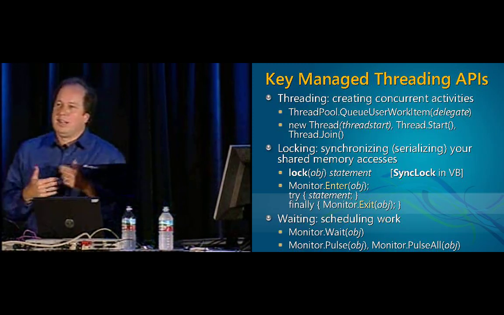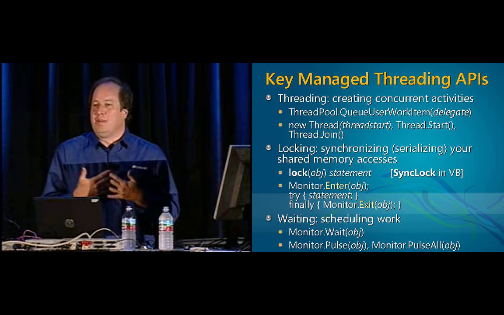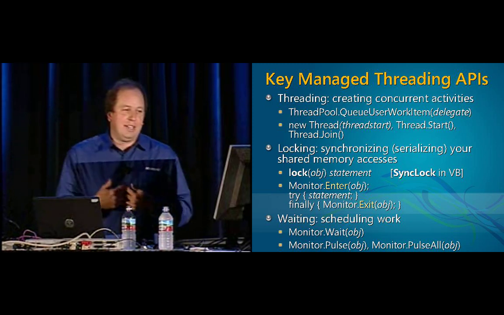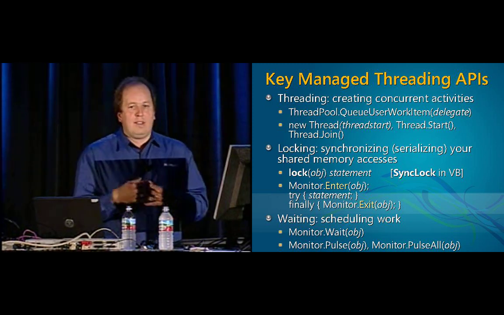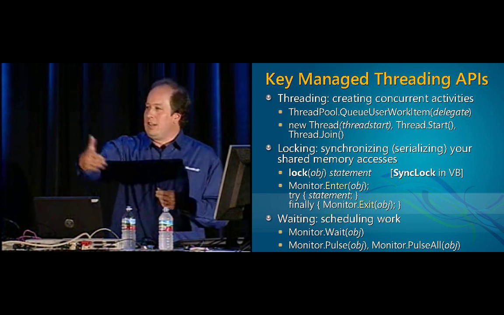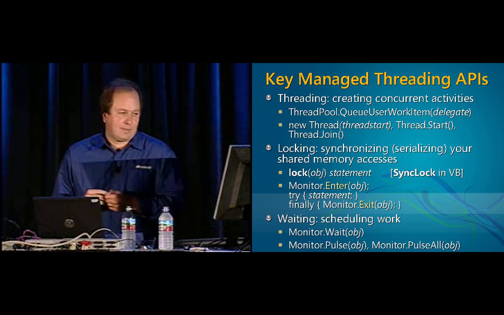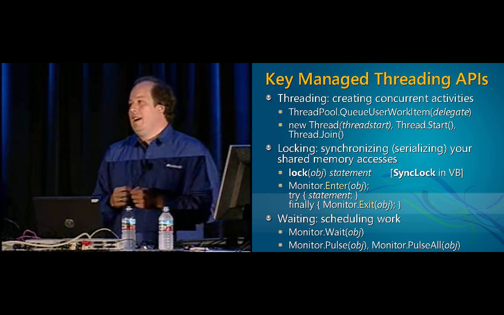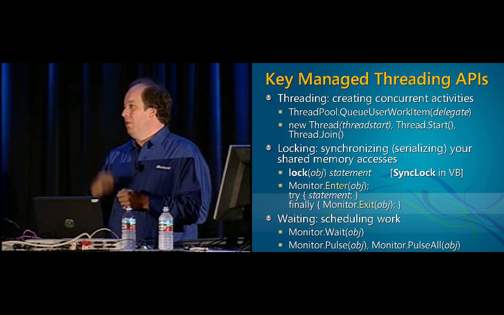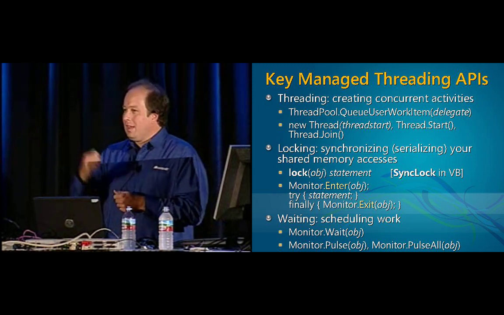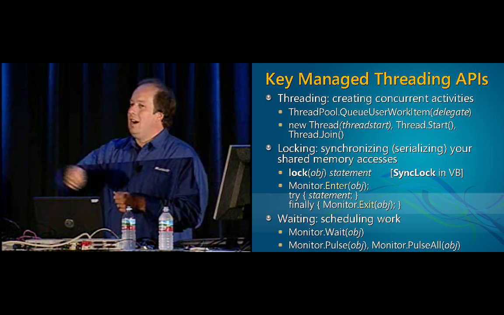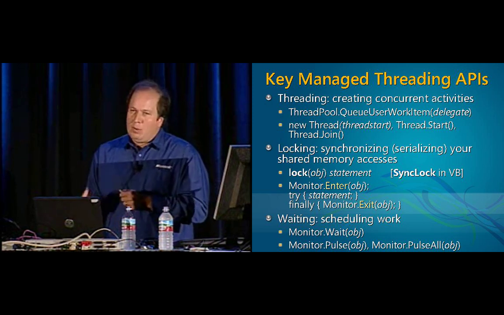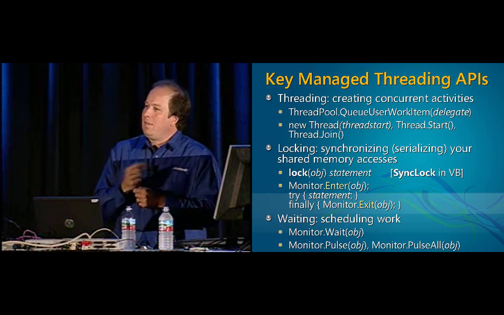Okay, now we're going to talk about the actual APIs that you'll use in managed code to write some multi-threaded applications. The first thing you're going to need to do is start up some concurrent activity. The best way to do that, I believe, is to use the thread pool and call QueueUserWorkItem, giving it a delegate to call back on some thread pool thread. We saw the thread pool earlier in our first example.